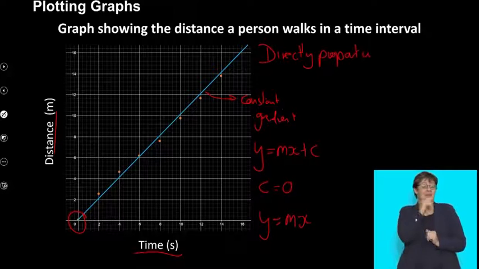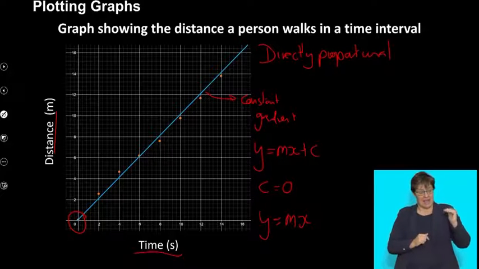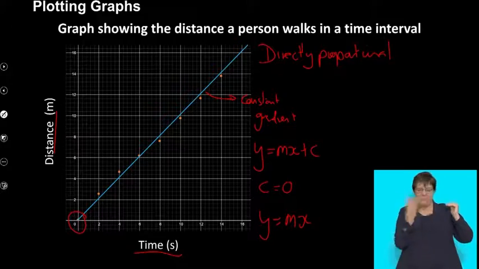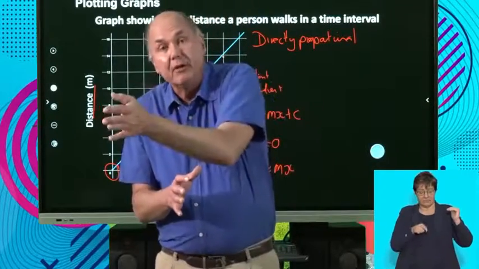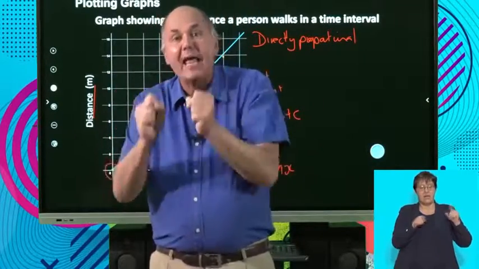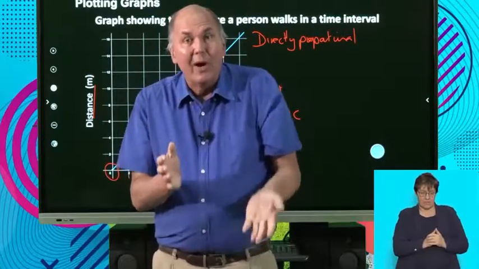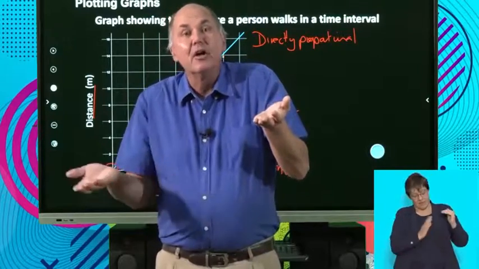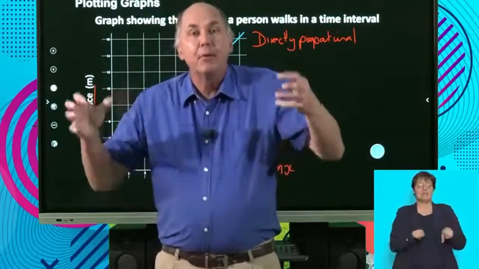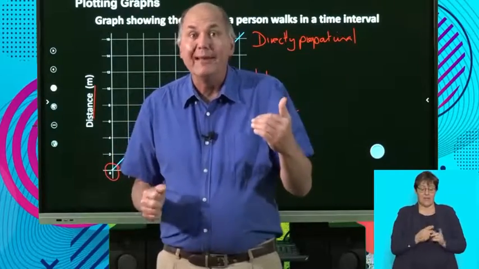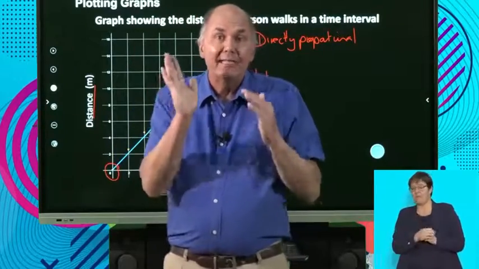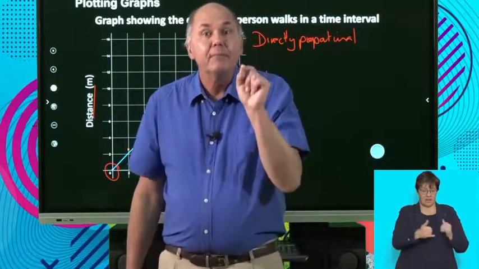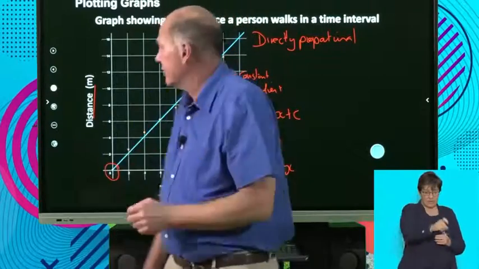What it means is that if you increase the independent variable by a certain factor, then the dependent variable is going to increase by the same factor. As the one goes up, the other goes up, but by the same proportion. So if you double the one, you double the other. And that's what you can tell by looking at a graph with a straight line, but it must pass through the origin. Look at this one.